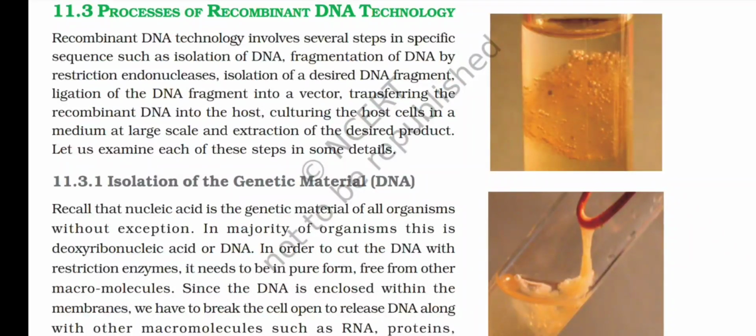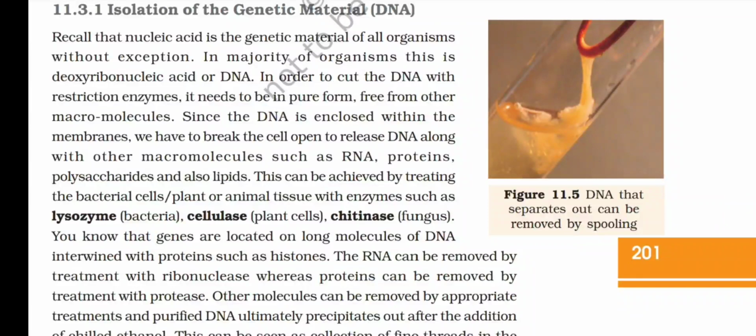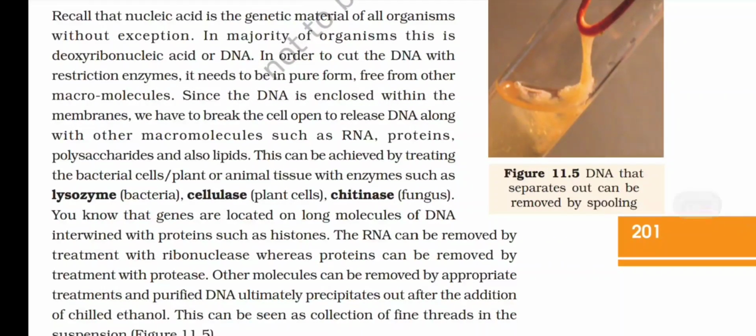The process of recombinant DNA technology begins with isolation of the genetic material. We can isolate the required gene in three stages, but I'm going to break it down for you easily. In the majority of organisms, the genetic material is deoxyribonucleic acid, or DNA, and in order to cut DNA with restriction enzymes, it needs to be in pure form, free from other macromolecules. Since the DNA is enclosed within membranes, we have to break the cell open to release DNA along with other macromolecules such as RNA, which is ribonucleic acid.